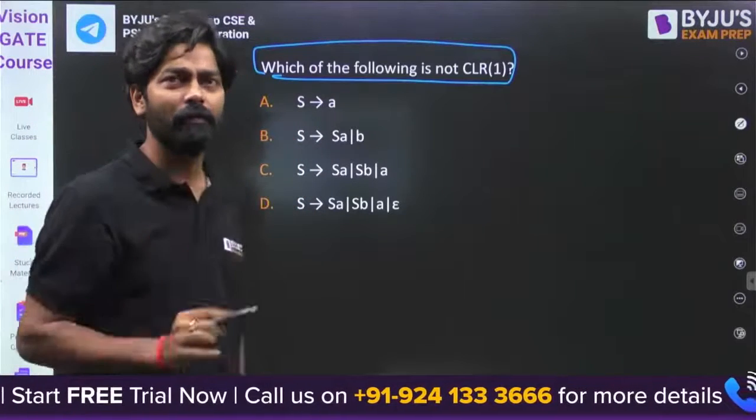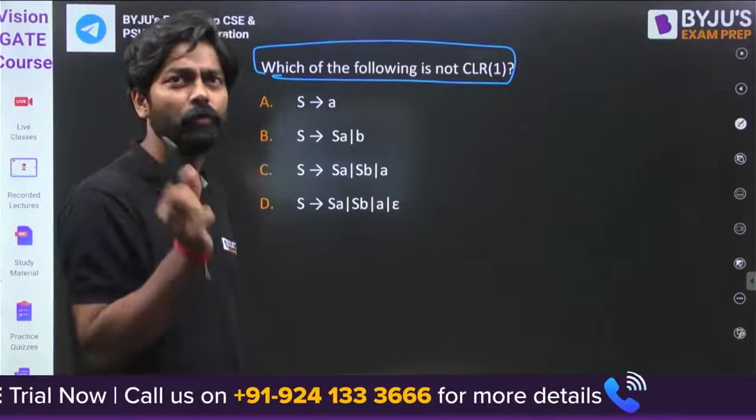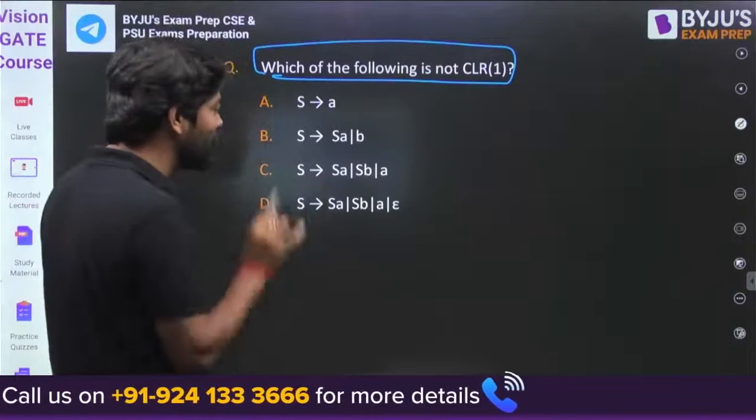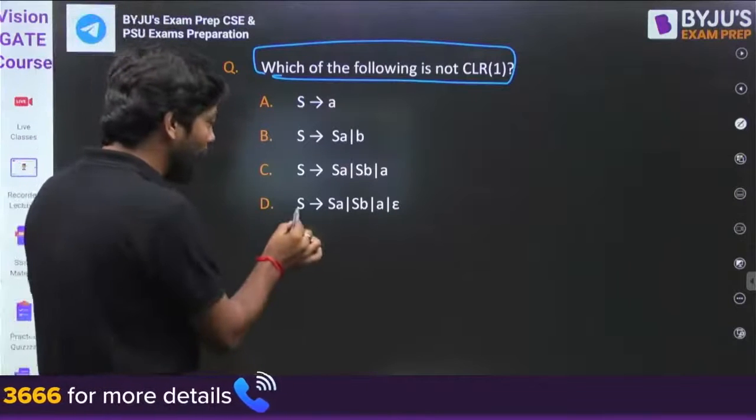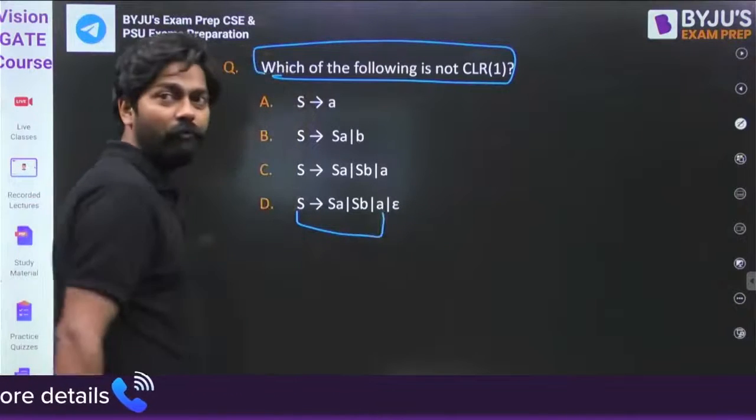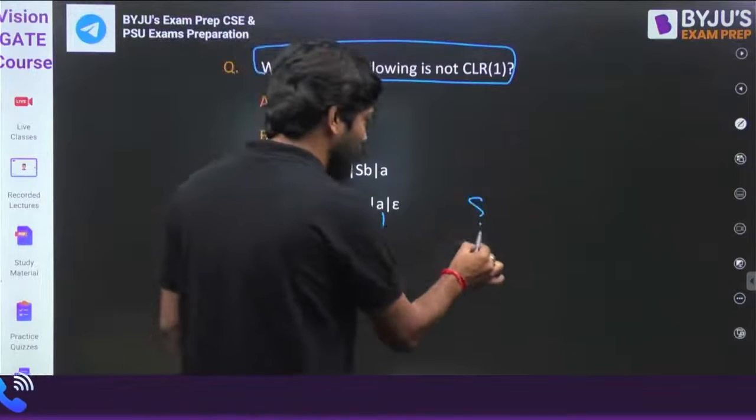Definitely they will give you some trick, some tips, so that maybe you can easily get the answer. If you see correctly the last one, option D: from S we are generating A. See clearly, S to A.